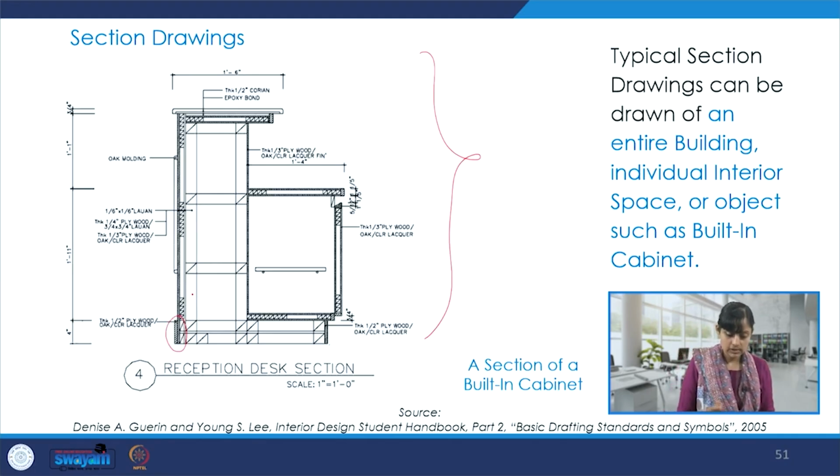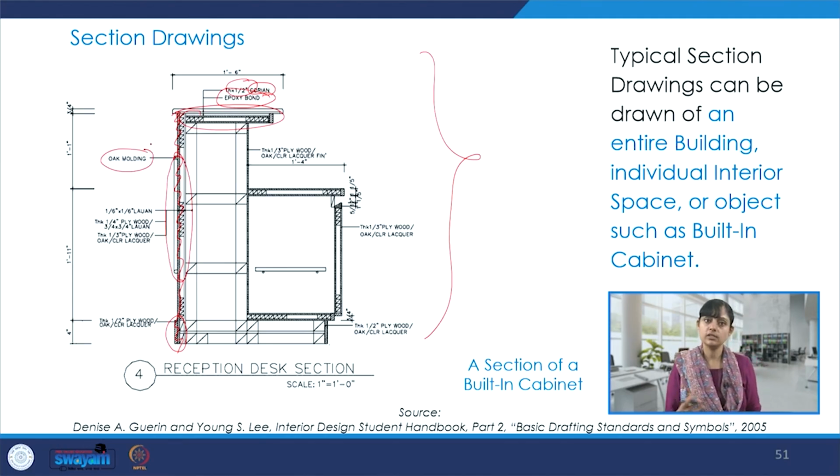It will show us the wall thicknesses, the kind of material that is there in this wall, and what are the different kinds of details, whether it's the material Corian or timber or metal, whether it's half inch thick or 1 inch thick, whether it's an MDF board, whether it's 8 mm, 10 mm, epoxy bond or any other kind of adhesive. Here we see this molding, so whether it's oak or cherry or mahogany, what kind of wood it is.